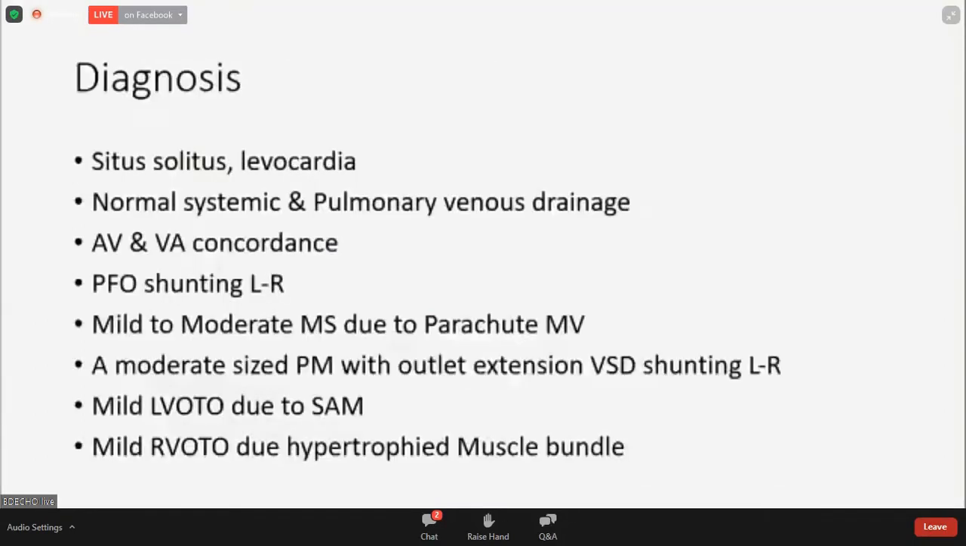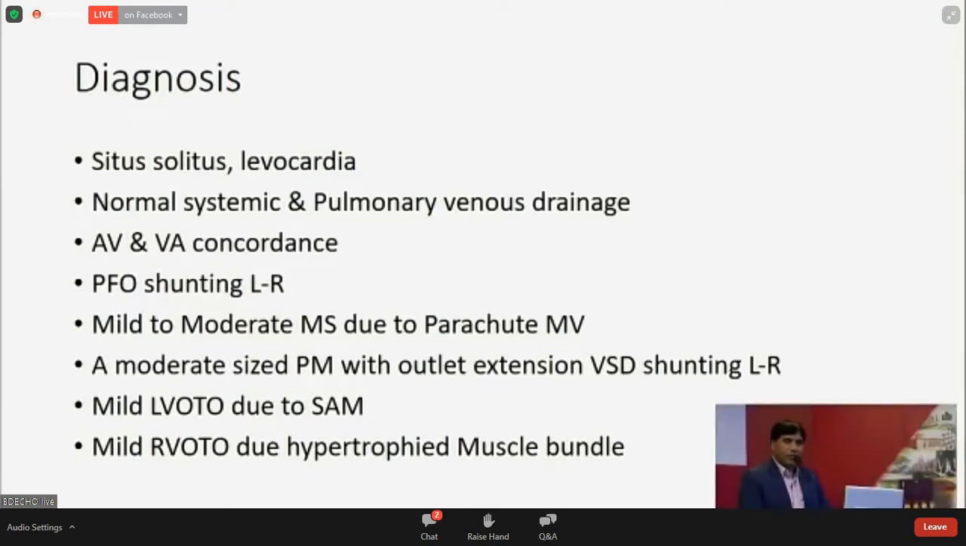So our diagnosis was: this is a case of situs solitus, levocardia, normal systemic and pulmonary venous drainage, atrioventricular and ventriculoarterial concordance, a small PFO shunting left to right, mild to moderate MS due to parachute mitral valve, a moderate perimembranous VSD with outlet extension shunting left to right, mild LVOTO due to subaortic membrane, and mild RVOTO due to hypertrophied muscle bundle.